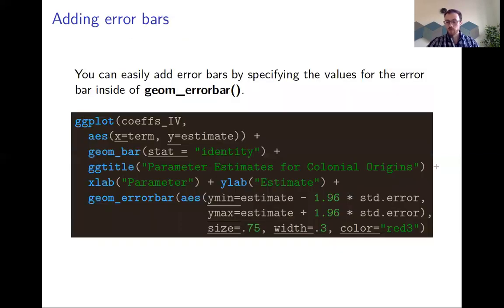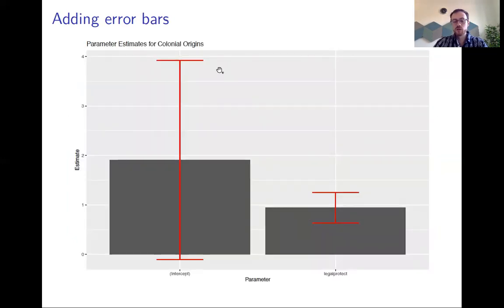Now, when we have regression coefficients, we would also like to see error bars, and we can easily add those as an additional layer by using a geom error bar layer, where inside we specify as aesthetics what should be the minimum and the maximum of these error bars, and this should be, of course, the estimate plus minus the confidence interval, so plus minus 1.96 times the standard error, and then this should be in red with width and size as specified. And we add this on top of the bar plot, and now we can see the error bars on top. And you can also see that the axes have been automatically adjusted to display the entire error bar.